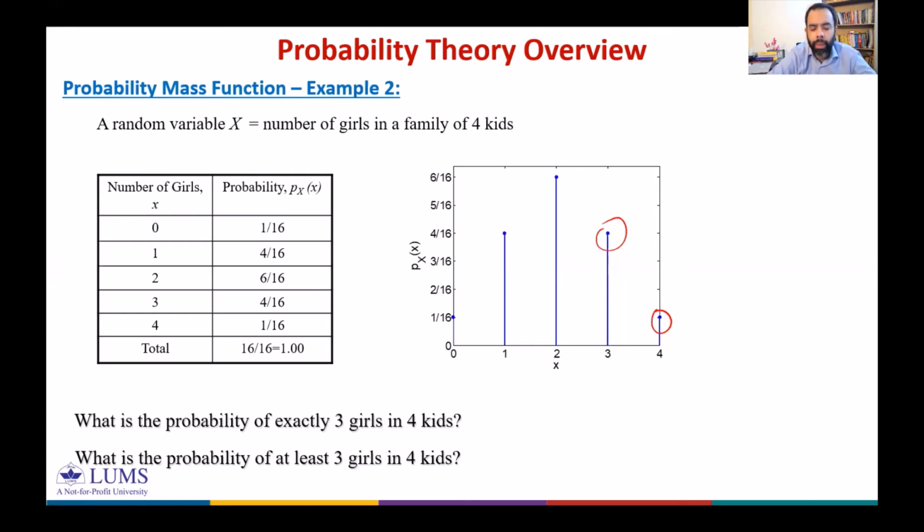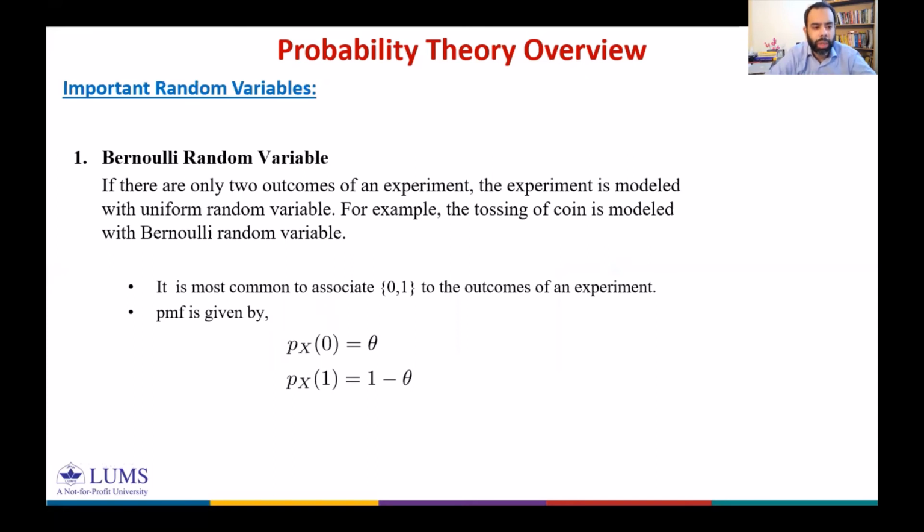Okay. So I assume now you have understanding of discrete random variable and probability mass function. Let's talk about some important discrete random variables. In fact, the simplest random variable we can have is a Bernoulli random variable. If there are only 2 outcomes of an experiment, the experiment is modeled with a Bernoulli random variable. For example, tossing of a coin.